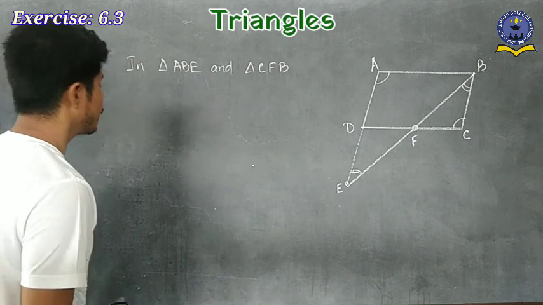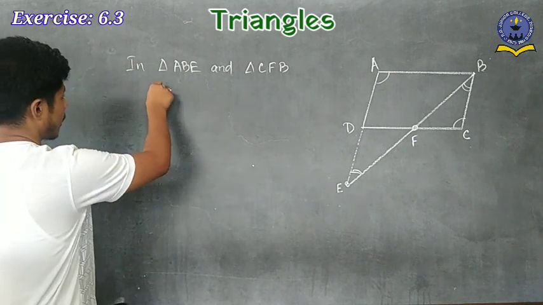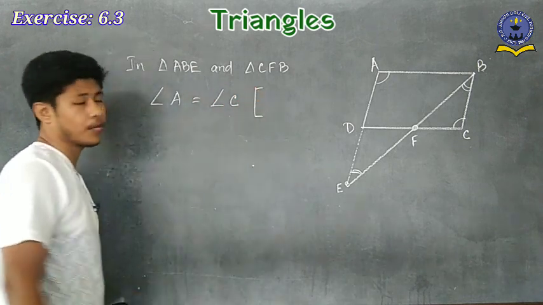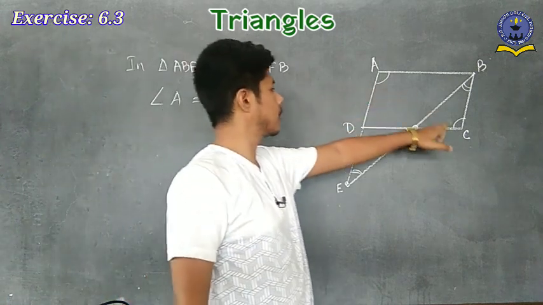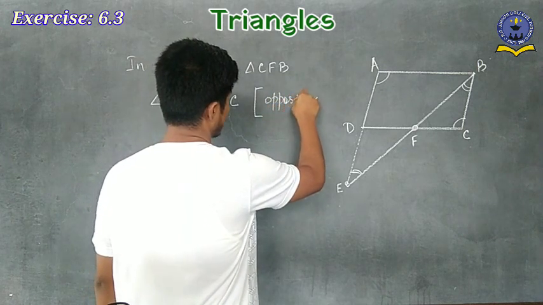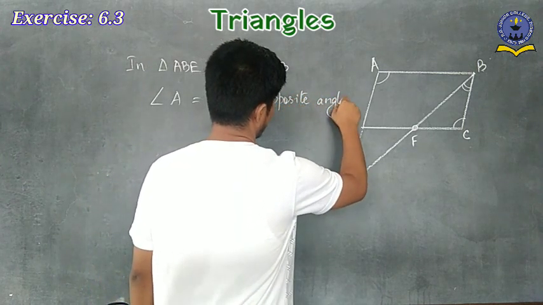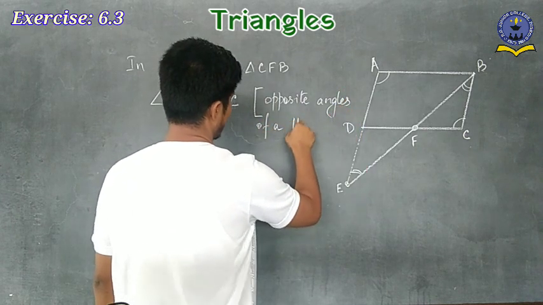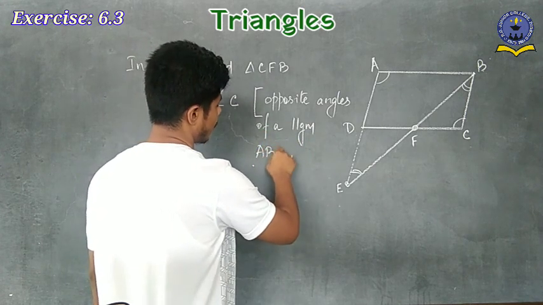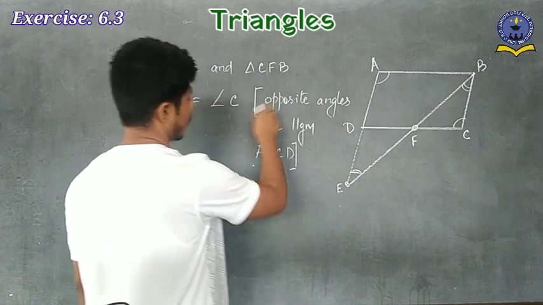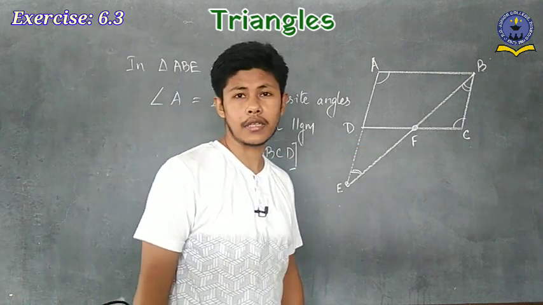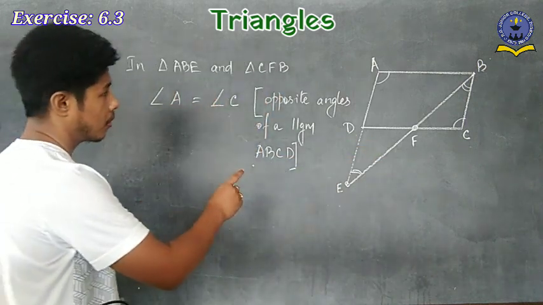These two triangles. So if we take these two triangles, now here easily we can write angle A equals to angle C. So in bracket, what is the reason you have to write here? Opposite angles of a parallelogram ABCD. Already we know this one, opposite angles of a parallelogram are always equal. So that's why we write this one. Is it clear?